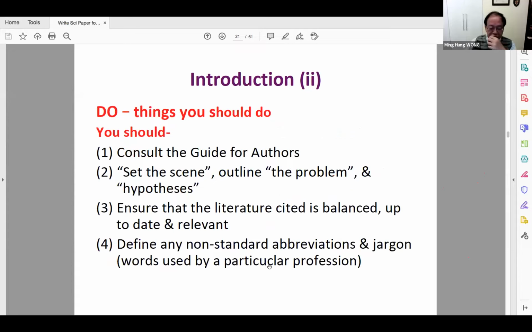So for the introduction, there are things you should do and things you should not do. The things you should do here: consult the guide for authors, because each journal has its own guidelines. Set the scene and outline the problem and hypothesis, and ensure the literature cited is balanced and up to date. I think it's important to cite all these updated and relevant references, because we are not writing a historical paper. I think we are writing a scientific paper. And then define any non-standard abbreviation and jargon in the introduction.